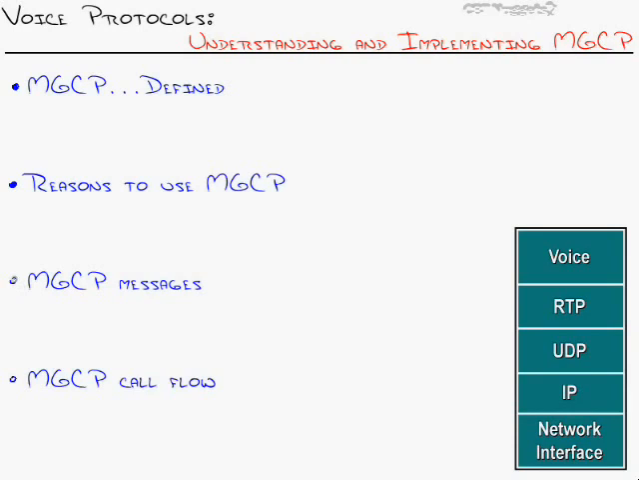We then saw the MGCP messages, the 8 primary messages that MGCP uses to control the gateway, and then saw those messages in action by walking through a call flow.